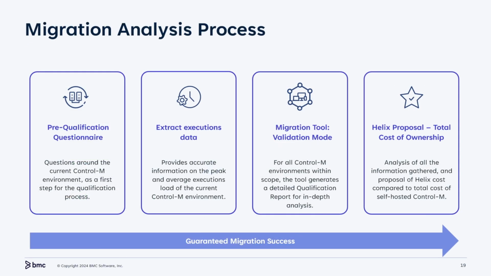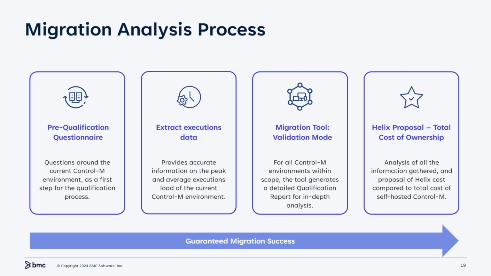If you are interested in migrating to Helix Control-M SaaS, we follow a simple, structured analysis process to make sure the migration is feasible. We start with a pre-qualification questionnaire where we gather key details about your Control-M environment to understand the scope, complexity, and requirements. Next, we extract data from your existing environment. This gives us accurate visibility into peak and average workloads, execution patterns, and overall usage.